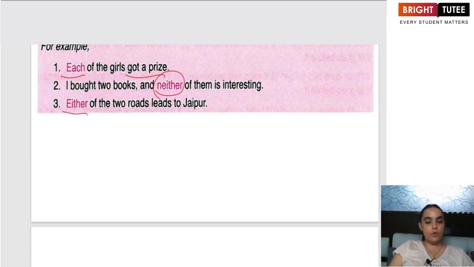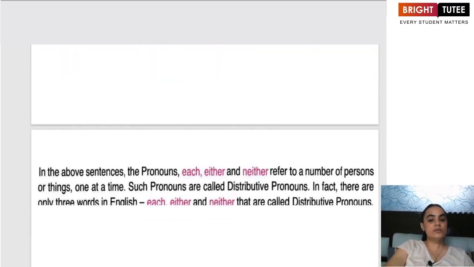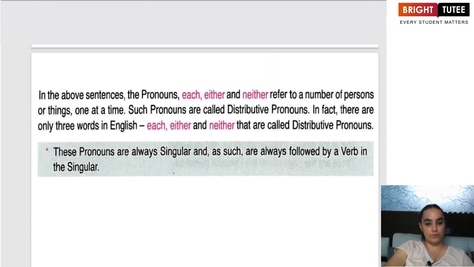Either of the 2 roads leads to Jaipur. So there are 2 roads in front of you and one of those 2 roads is going to lead you to Jaipur. So each, neither, either, these are what? These are distributive pronouns. So these distributive pronouns, they are always singular in nature. When we are going to learn about subject-verb agreement, we will get to know about it. So distributive pronouns are singular in nature and the verb used after them will also be singular. Okay, this is the rule that you need to keep in mind.